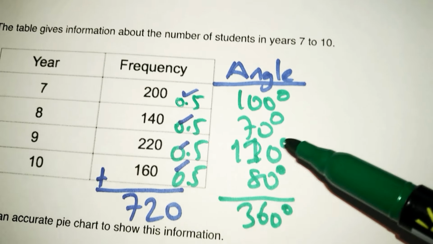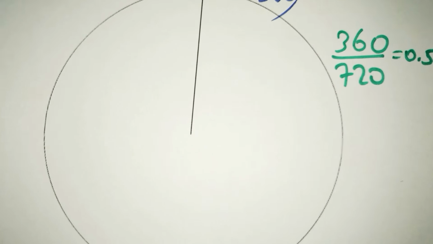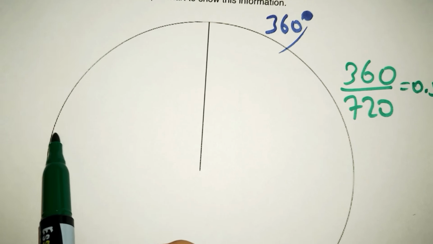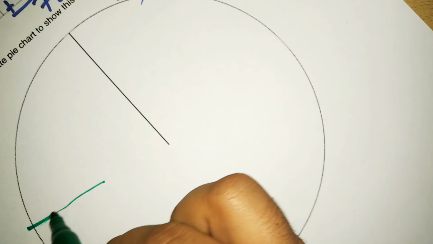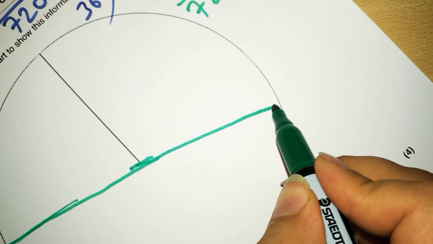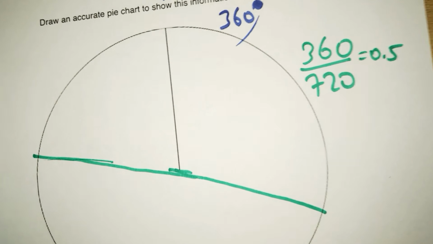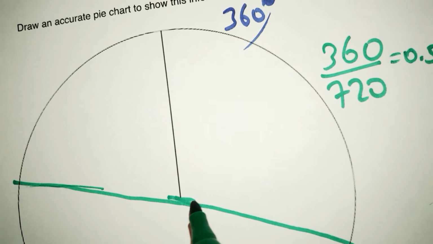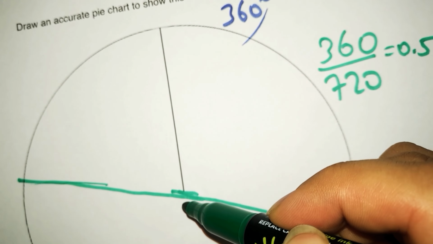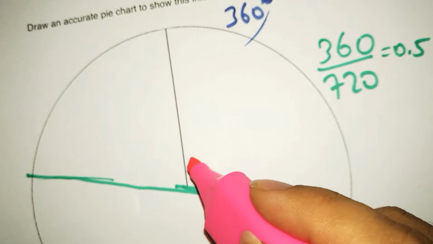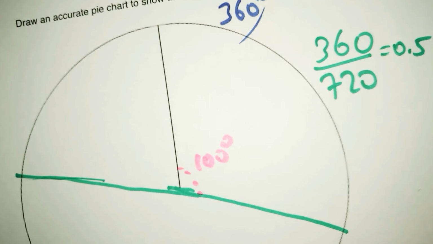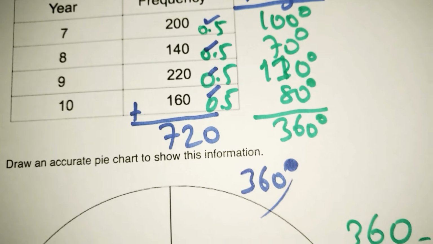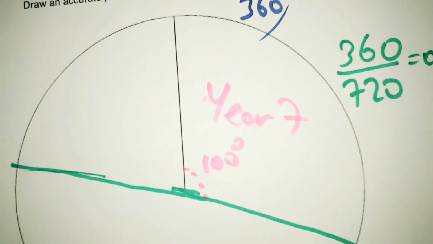So starting with the 360 degrees, this is the whole circle. You know, a straight line is 180 degrees, so you can build a straight line based on these. Half of that is 90 degrees. If it was like this, remember it will be 90. So this will be my 100 degrees then, which is year 7. So you need to write here that year 7 goes there.